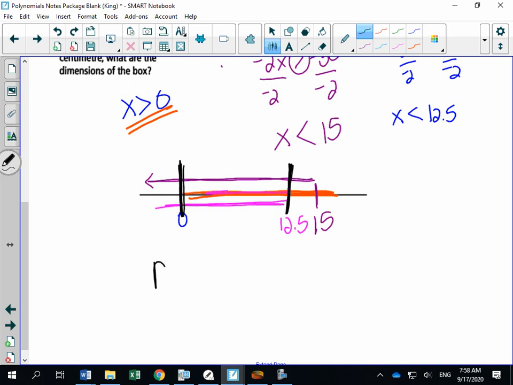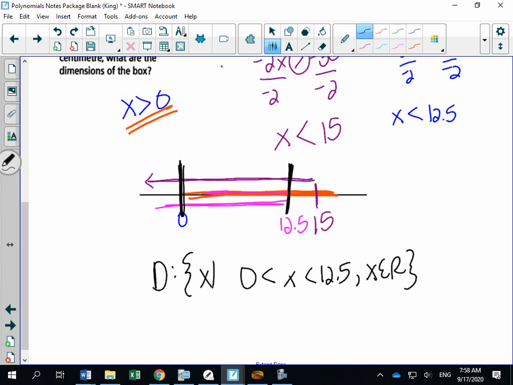So the domain of this graph, where all three of these overlap, is going to be x such that x is less than 12.5, greater than 0, comma, x belongs to the set of real numbers. So that would be my domain. You have to figure out the inequality for each x. You put it on a number line and you say to yourself, where do these three overlap? And it will be between 0 and 12.5.